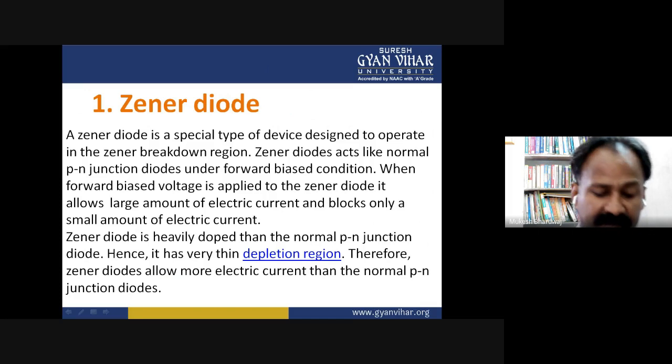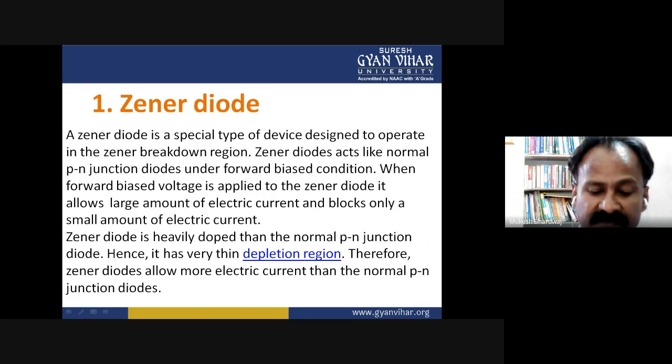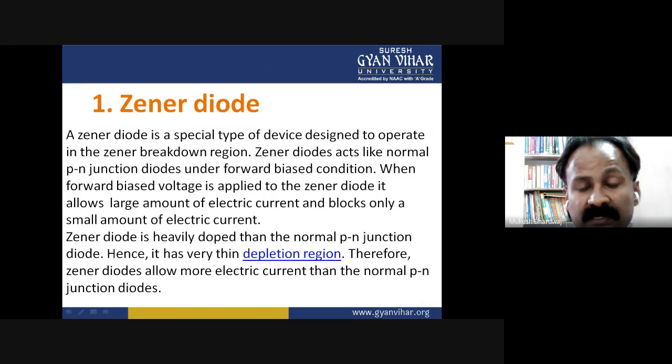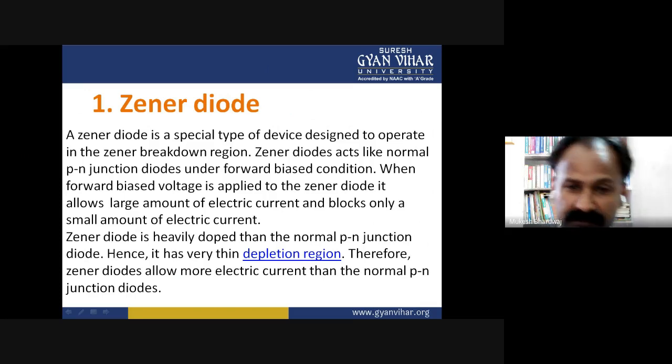If I took the concept from avalanche breakdown or the Zener breakdown, the Zener diode is based on that, and the basis of the Zener diode is that heavily doped diodes are generally known as Zener diodes, whereas lightly doped diodes are known as avalanche diodes. We will see in the coming slides. Hence, it has a very thin depletion region. Therefore, Zener diodes allow more electric current than a normal PN junction diode.